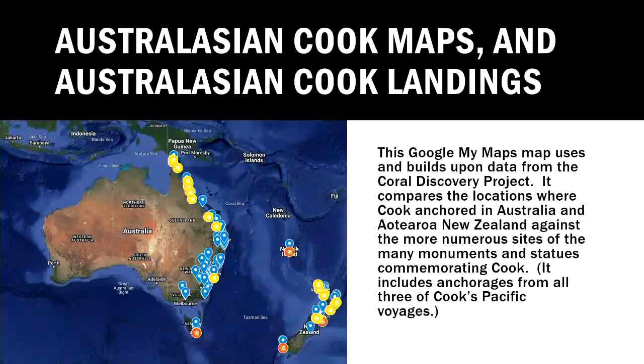You can see there are a whole lot more Cook landing sites in New Zealand. He went back on all 3 of his voyages. Australia, he's once. He scuttled up that east coast as fast as he could and passed by Tasmania on his 3rd voyage. The point of the map is the present and how Australians commemorate.